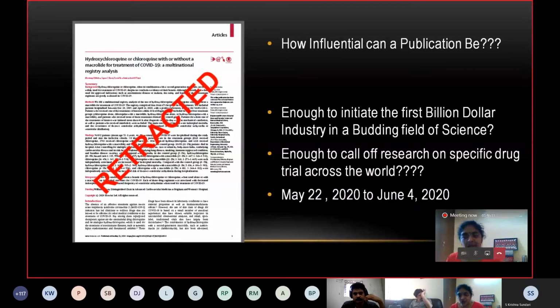Putting out something with half-evidenced information will drive you to a panic situation, and it will do more harm than good.